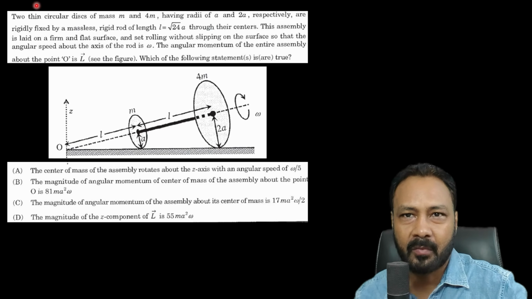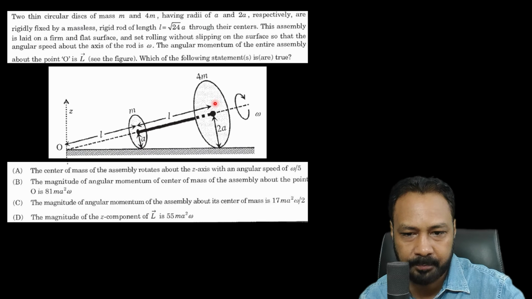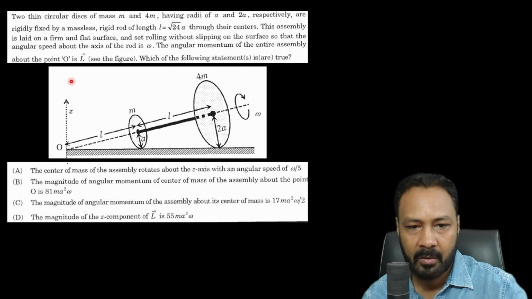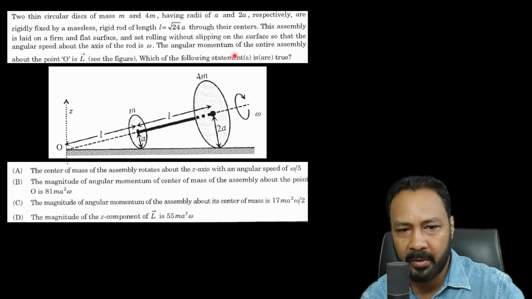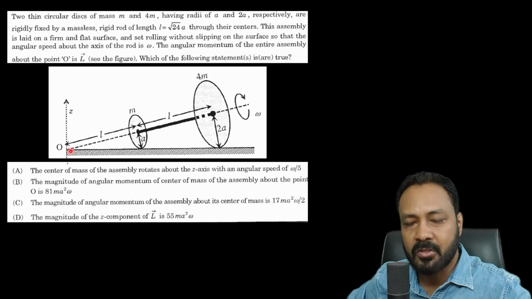So now here comes the JEE Advanced 2016 question. Let me reread the question. This is an assembly having two thin circular discs of mass m and 4m, separated by a rod through their centers. The length is root 24 a, and if I extend this rod, it will go to the ground point O, and that length is also L, and this is rolling without slipping. The whole assembly's angular momentum at point O is L. When we talk about the overall angular momentum, that includes the orbital and spin parts both.